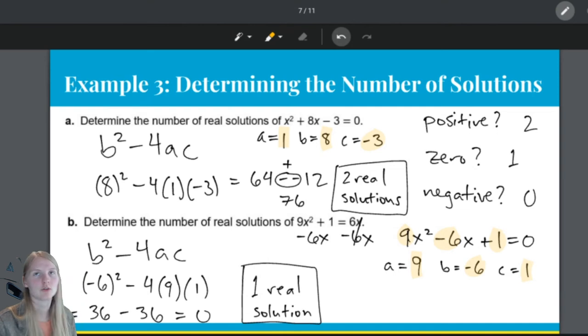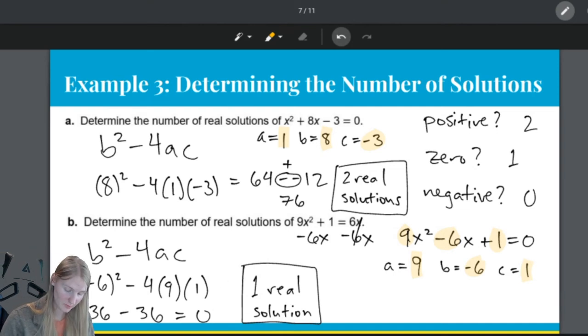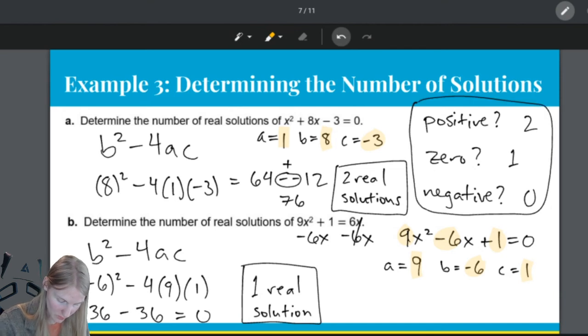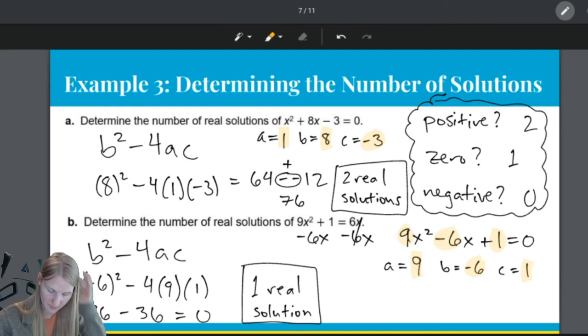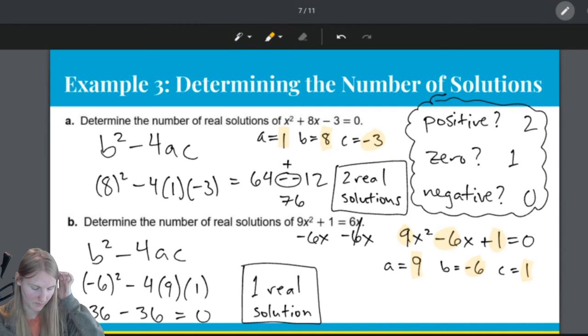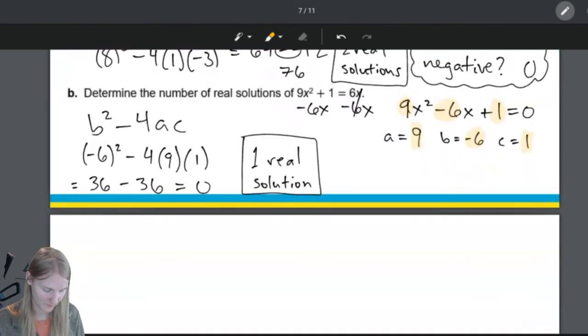1 real solution. If this were to be negative, we would have no real solution. If it were to be positive, we'd have 2 real solutions. So we box our answers. Let's put a little cloud around it, because that helps. Okay, alrighty. So there you have it. That is how to interpret the discriminant.